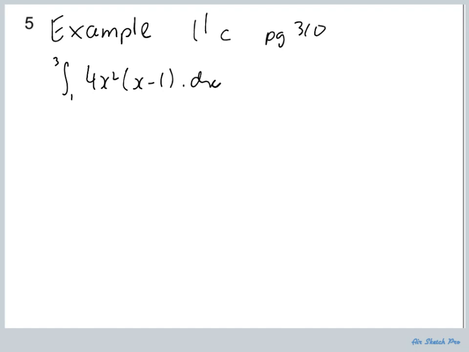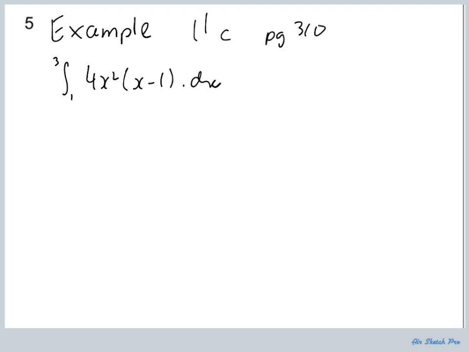The first thing to notice is that 4x squared and x minus 1 bear no relation to each other. One isn't the derivative of the other. I can't use a substitution technique or anything like that. It's just what it is. So I'm going to have to work on it from there.